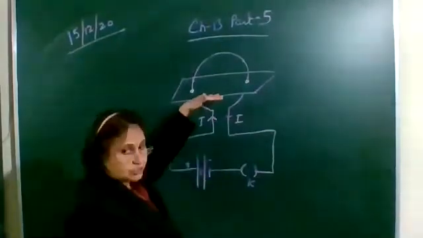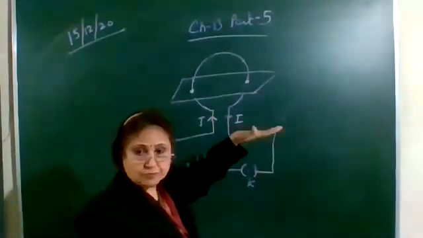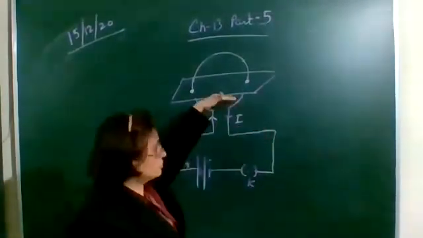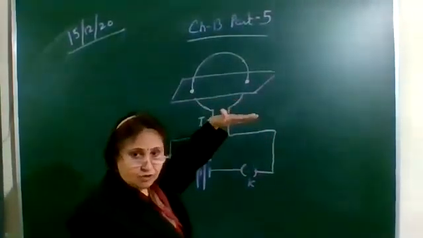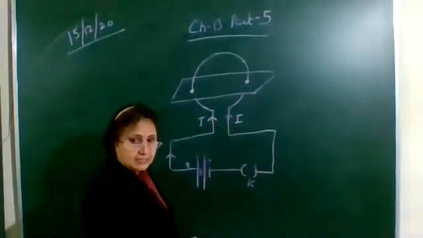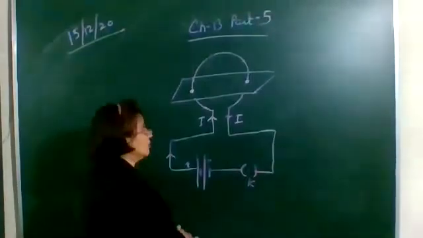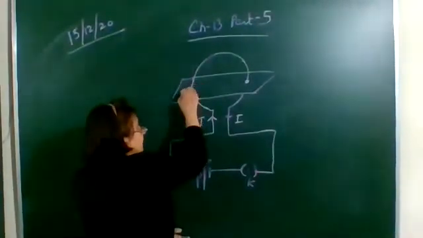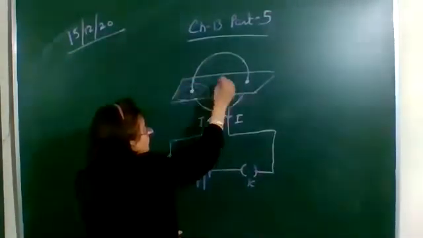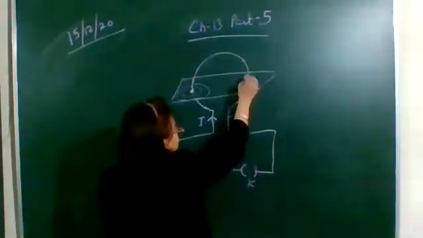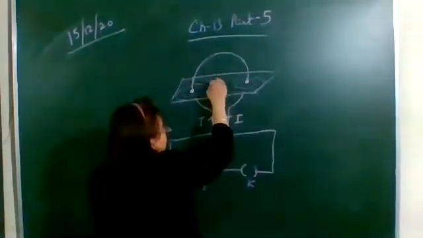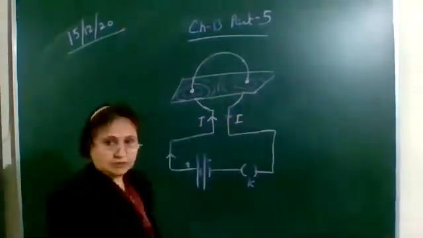One caution to be taken is that the cardboard should remain horizontal. It should not move up and down, it should not slide. So it should remain horizontal. When you insert the key and pass the current through the circular loop, you will see that the iron filings will arrange themselves in circular lines around this. They will arrange themselves in these types of circular lines.